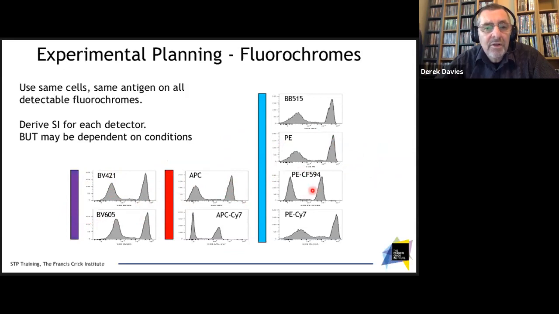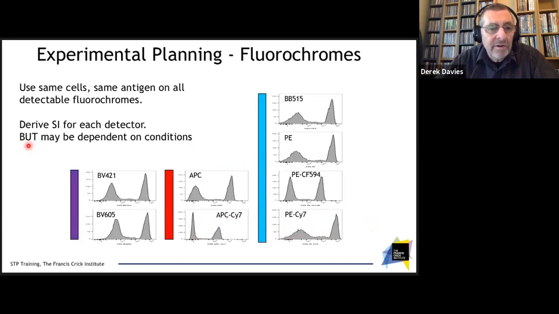I can also see, though, that in some areas of the spectrum, I get very low data spread in my negatives. Some areas I get very high data spread. But then for each of these parameters, I can calculate the stain index and get a number, so I can start to rank my fluorochromes.